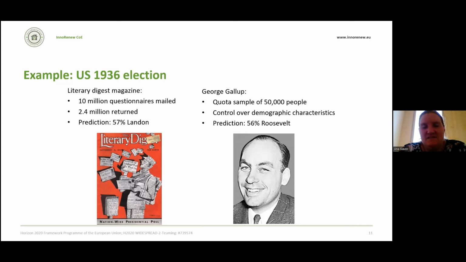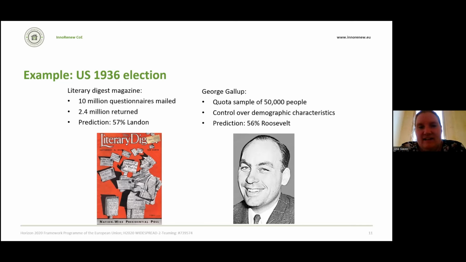On the other hand, we had a much smaller sample, a quota sample of just 50,000 people, so much smaller than these 2.4 million, but they had the advantage of control over demographic characteristics. And their prediction was different. They predicted that Roosevelt was going to win. And if you know history, the correct prediction was that Roosevelt was the winner of the election in that year.